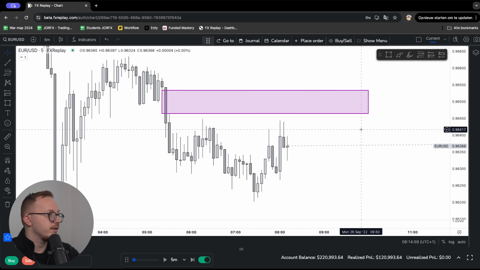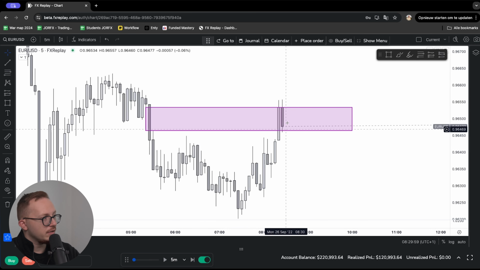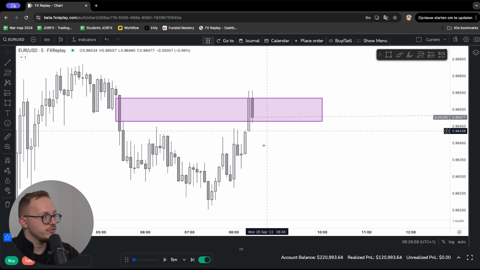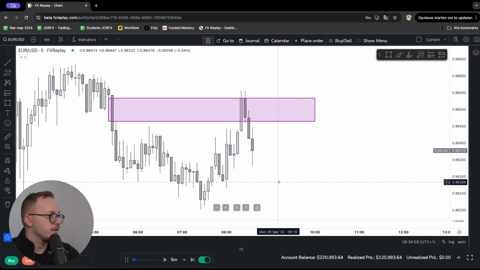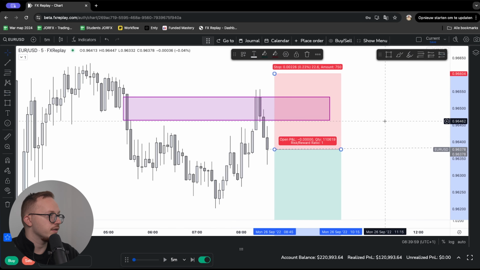Now we have a vertical gap here. I think we can reach this one and then start moving lower. Okay, we reach this one. Now I want to see some type of market structure shift or some momentum to the downside. There we go. I think we can enter here. Let's take a short position right here.